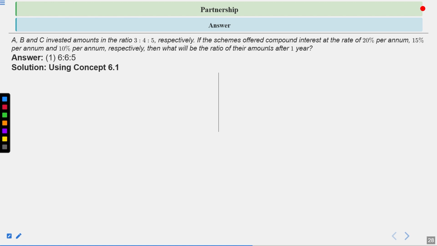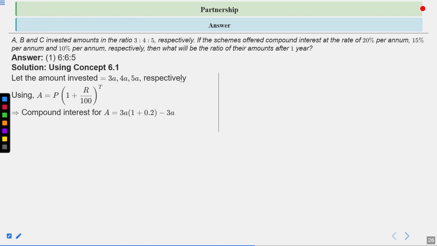Using concept 6.1 in this question, let the amounts invested by A, B and C be 3A, 4A and 5A respectively. Now using the amount formula, P times (1 plus R upon 100) to the power T. Now the compound interest for A will become 3A multiplied by (1 plus 0.2) minus 3A. So it will become 3A into 1.2 minus 3A, which equals 0.6A.